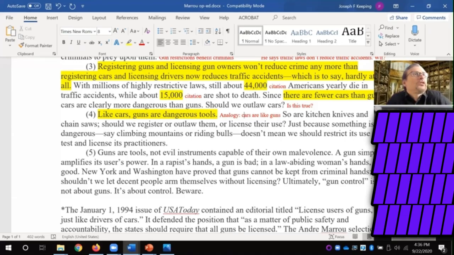Okay, let's just go with kitchen knives. Let's say everybody's allowed to own kitchen knives, right? What are kitchen knives for? They're for cooking, I assume? What are guns for? Murder. Yes, guns are for murder, exactly.